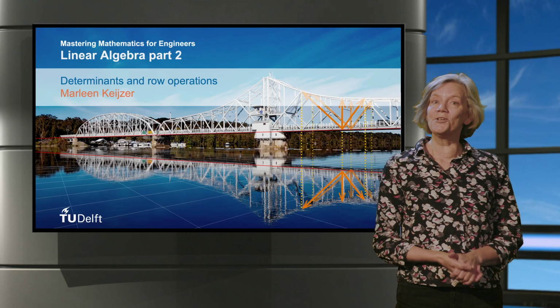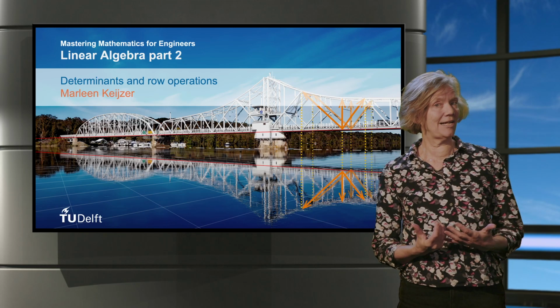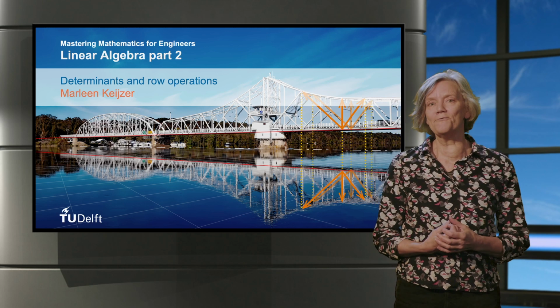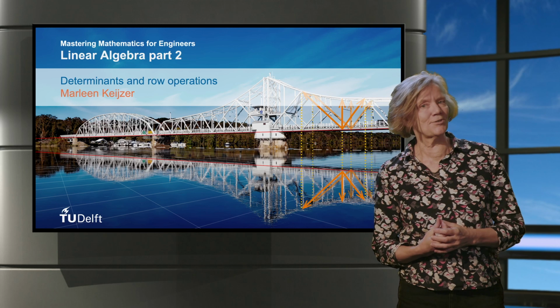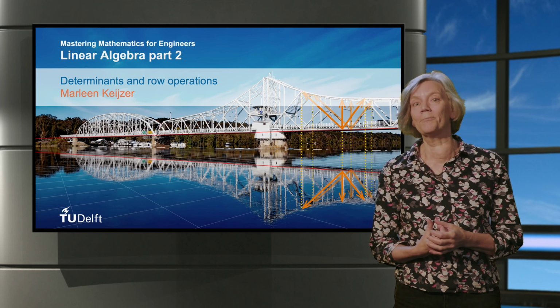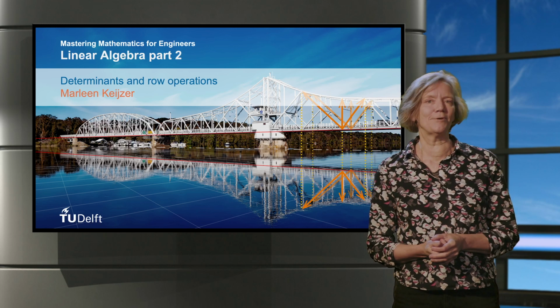You have seen that the determinant of a matrix can be calculated using a cofactor expansion. You have also seen how convenient it is to have zeros in the matrix. In this video, I will show you that you can use row operations to create more zeros.